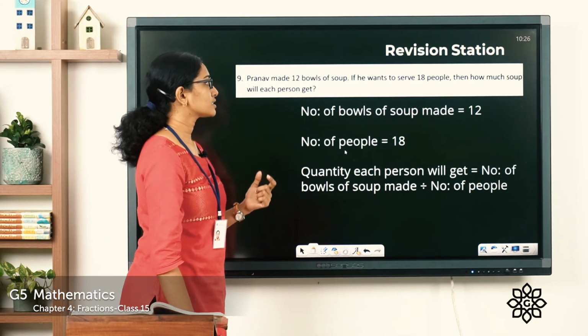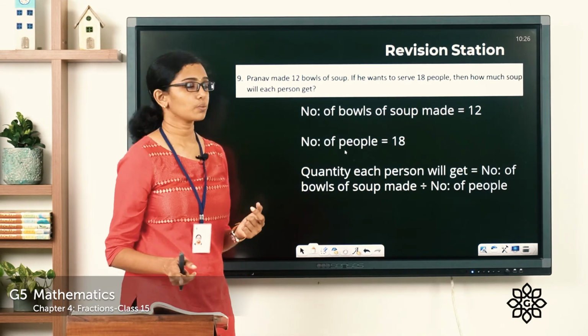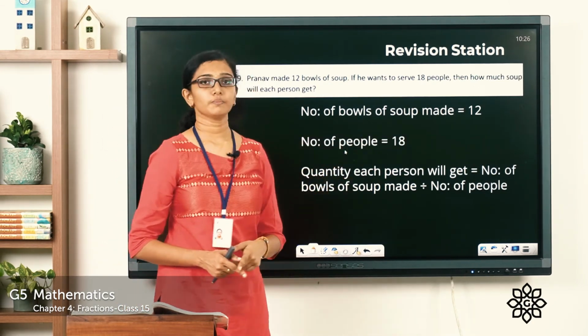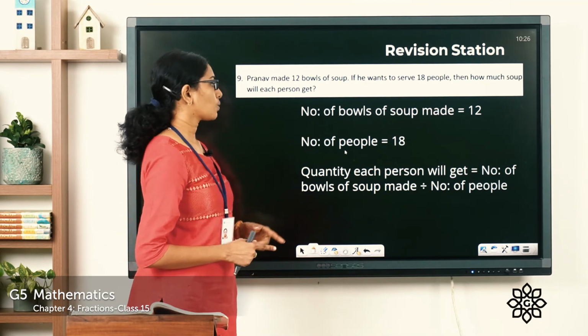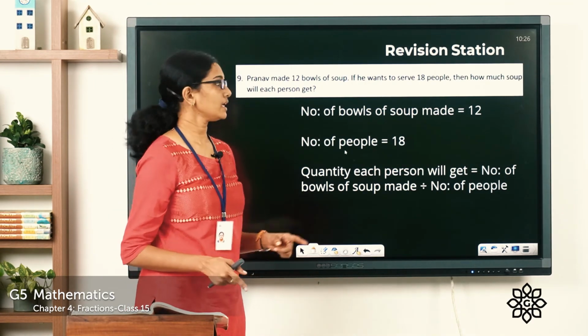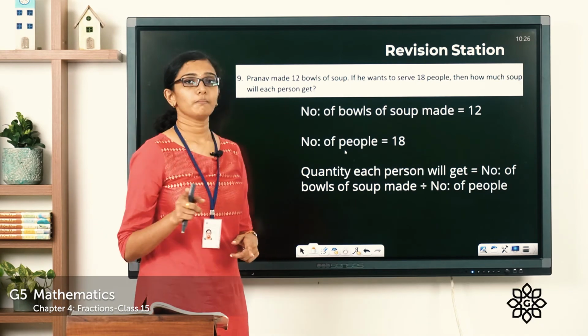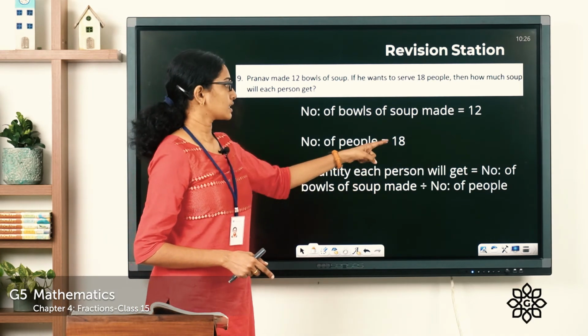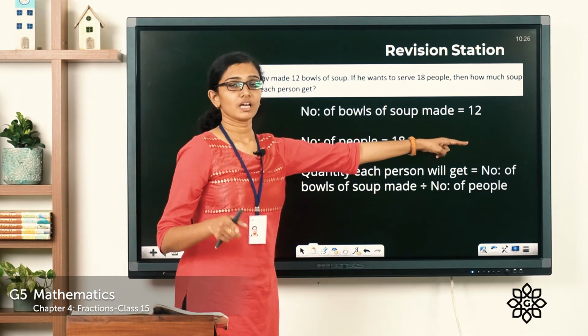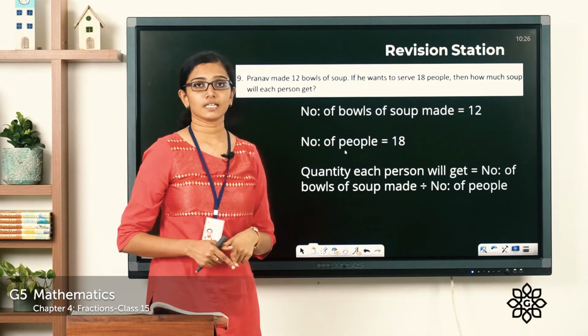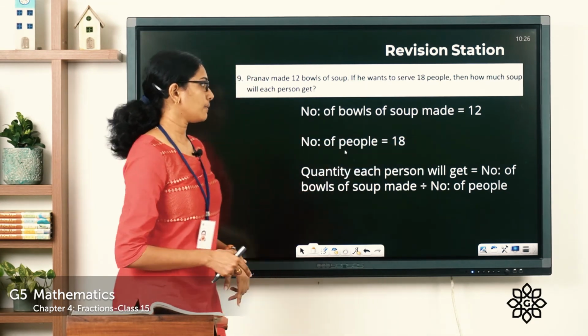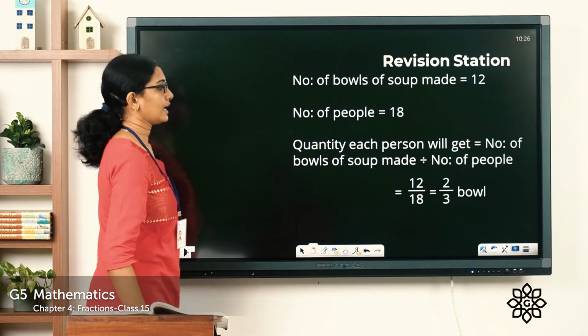So how would you write the steps? The number of bowls of soup made was 12 and the number of people is equal to 18. The quantity each person will get will be the number of bowls of soup made divided by the number of people. 12 bowls have to be divided among 18 people. So it is 12 divided by 18 or 12 by 18.